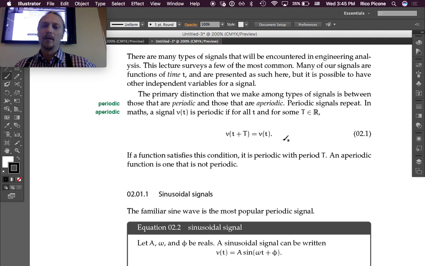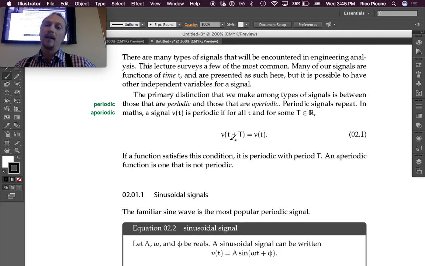It seems kind of simple. It's periodic if for all values of time, you can, for some value of big T, add that value to t, and it'll be the same. The function will return the same number. What's big T representing? We're going to name that the period. Now that we've understood this, we say if a function satisfies this condition, it is periodic with period T. Boom. There it is. An aperiodic function is one that is not periodic.